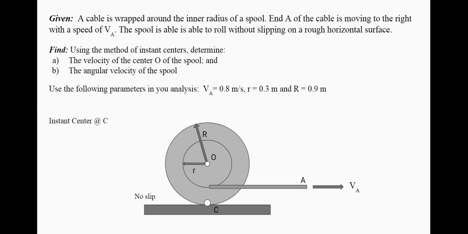Since there is no slip at the bottom of the spool, we know that the instant center is at point C. We also know that the instant center C has a zero velocity.